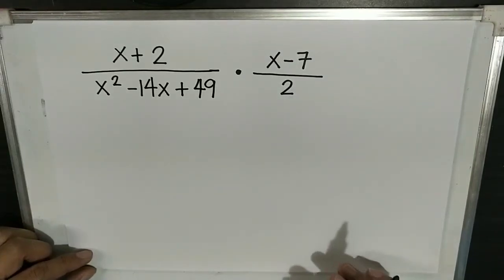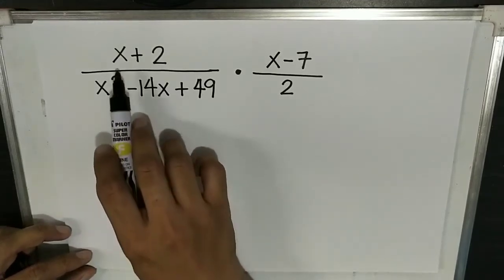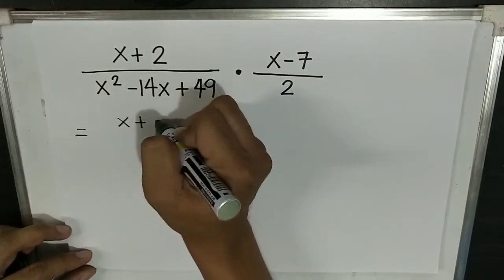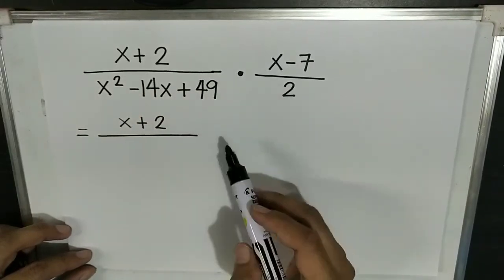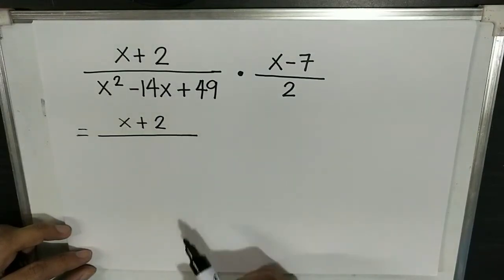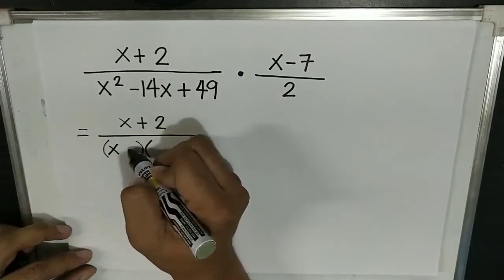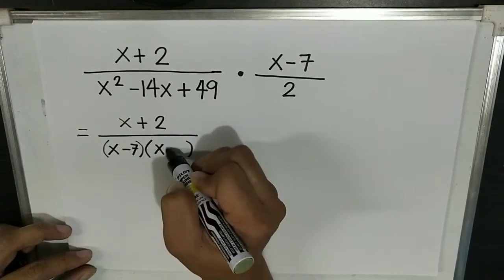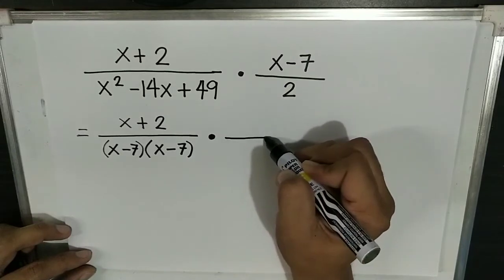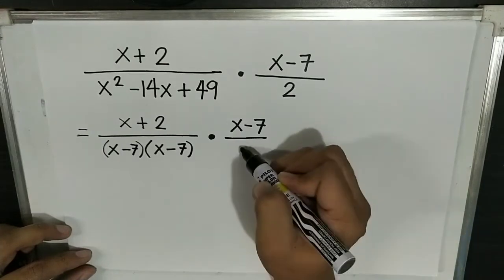Again, you have to know how to factor polynomials because it is very important in this lesson. X plus 2 cannot be factored, so we will just copy this x plus 2. Now, let's factor x squared minus 14x plus 49. This trinomial is a perfect square trinomial, so we have two binomial factors. That is x minus 7 and x minus 7. Then, we will multiply. X minus 7 cannot be factored, so we have x minus 7, then copy 2.